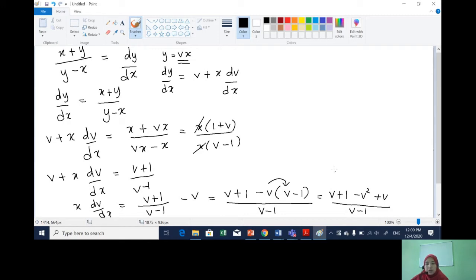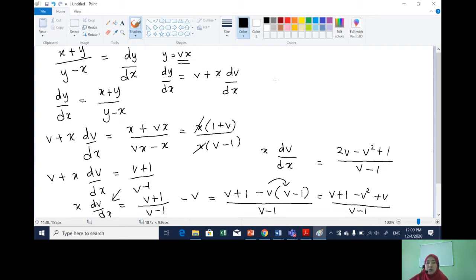Okay, so we have v plus v, we have 2v. This is equal to, I'm going to write it above here, 2v minus v squared plus 1 over v minus 1. The left hand side is over here, so I can just write x dv over dx.